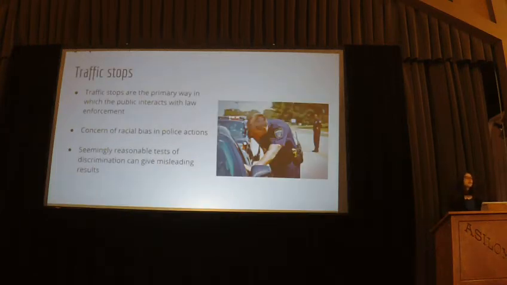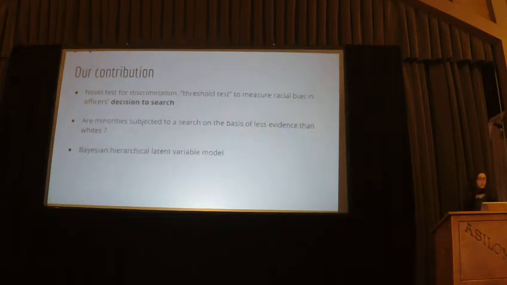Okay, so we're going to focus on the context of policing, and namely traffic stops. To give you a sense of the scale of the issue, in the US alone, over 20 million traffic stops occur annually, making this the primary way in which the public interacts with law enforcement. Now, there's concern of racial bias in police actions, and as with many of the other domains, it's often very difficult to assess the extent to which these claims are true, because seemingly reasonable tests of discrimination can often lead to very misleading results in practice. So we develop what we call the threshold test to measure racial bias in officers' decision to search drivers. And the question we want to answer is, are minorities subjected to a search on the basis of less evidence than whites? And we do so via a Bayesian hierarchical latent variable model.